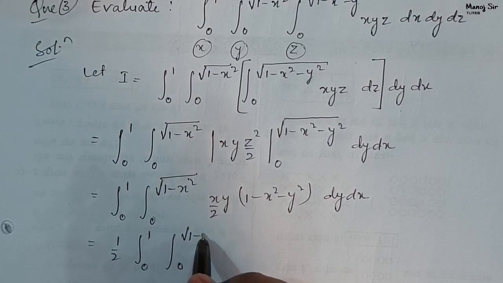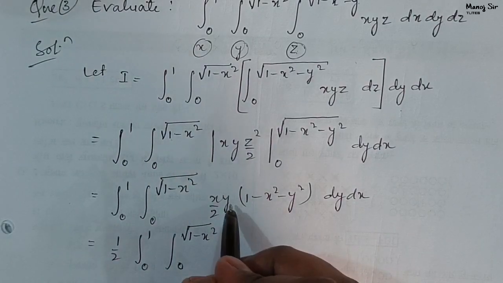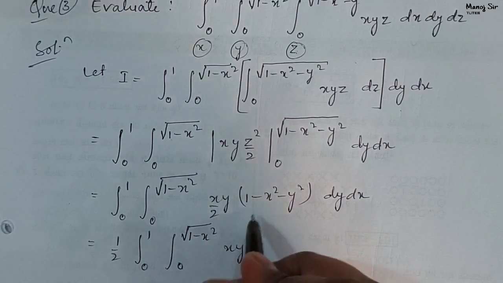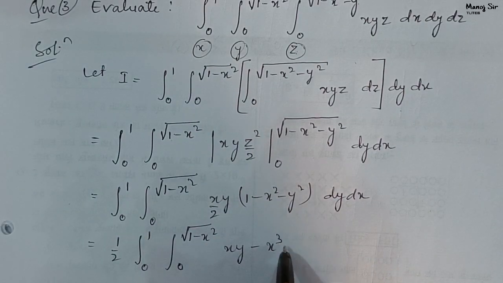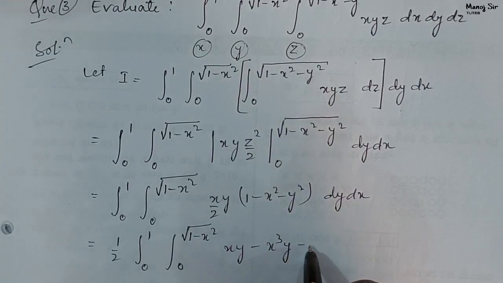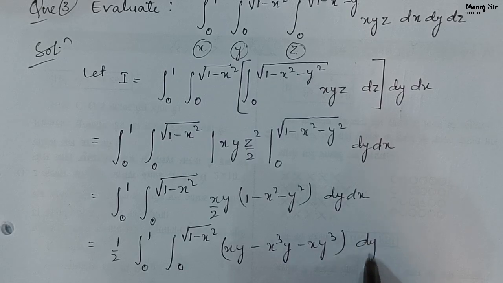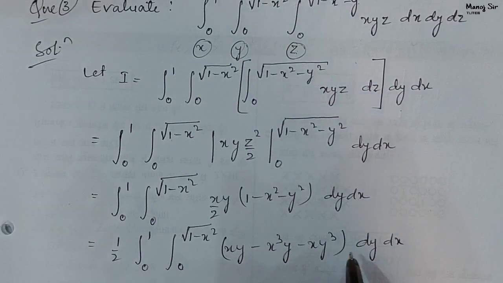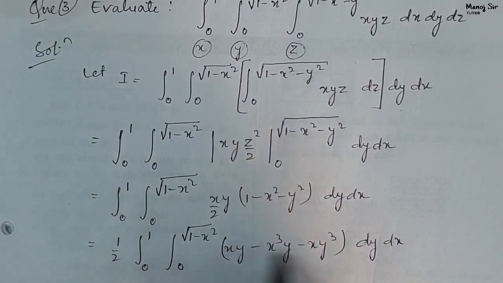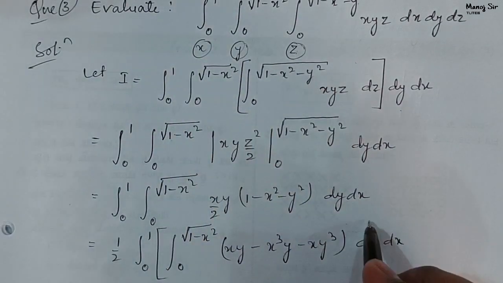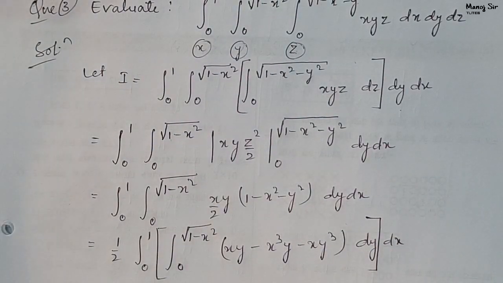0 to 1 minus x square. Now we can open this bracket: xy into 1, that is xy, minus x cube y, minus x y cube, dy dx. Now we are going to integrate this function with respect to y, whose limit goes from 0 to root over 1 minus x square. So we will solve this part now.